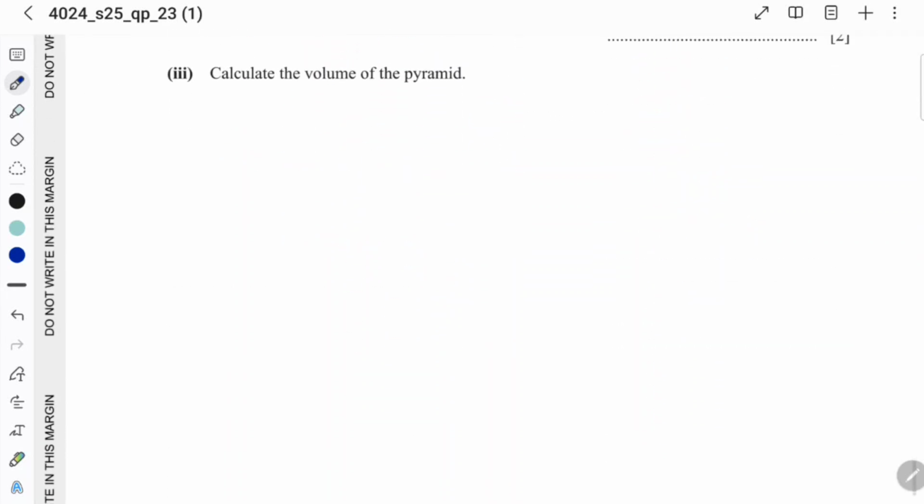Calculate the volume of the pyramid. Volume means 1/3 base area multiplied by height. The pyramid's volume is equal to 1/3 base area multiplied by height of the pyramid. So first of all, we need the height and we need the base area. So we have to calculate both the things.